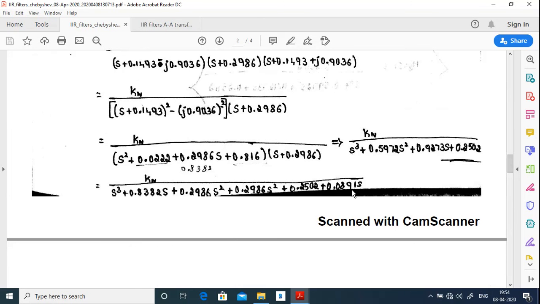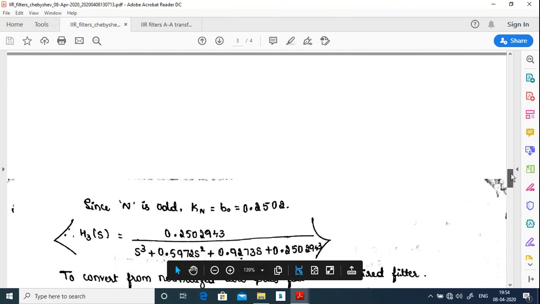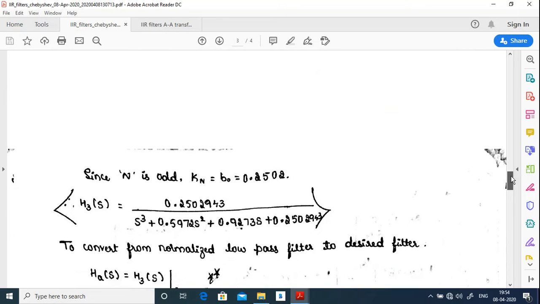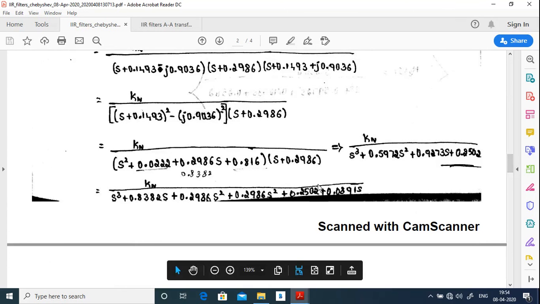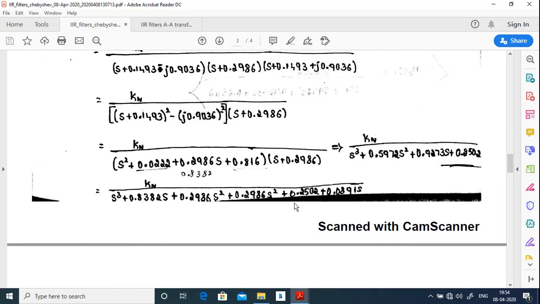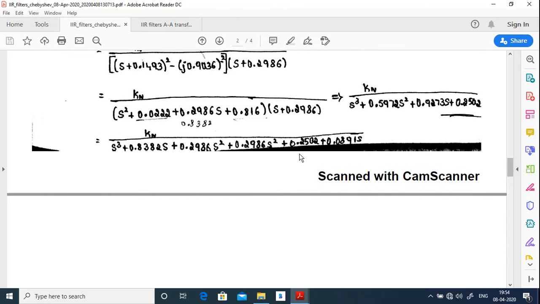Now, what is the value of Kn? The value of Kn depends on whether n is odd or even. If n is odd, the value of Kn is always equal to B0. What is B0 then? Bn is the last value of the polynomial, which is always a constant value, right? This one, that is 0.2502, right? So replace this value by this particular constant term, which represents B0. You will get only one constant, so that will be B0. And if n is odd, the value of Kn is B0. In this case, since n is odd, it is equal to this particular constant.